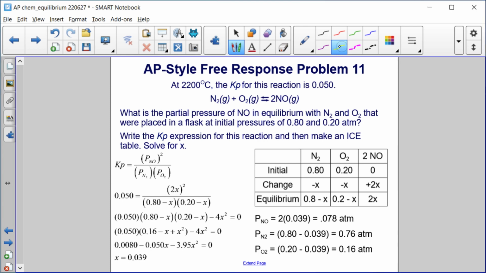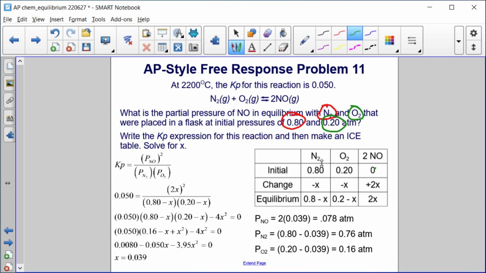So we're told that initially we have N2 and O2 that were placed in a flask at initial pressures of 0.8 and 0.2 atmospheres. So N2 is 0.8, O2 is 0.2. We have no NO to start out with.